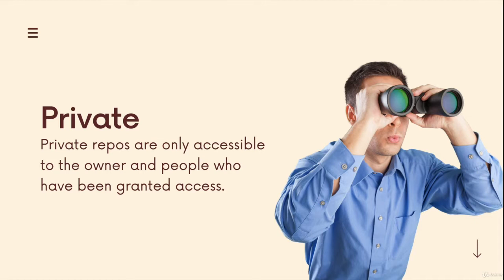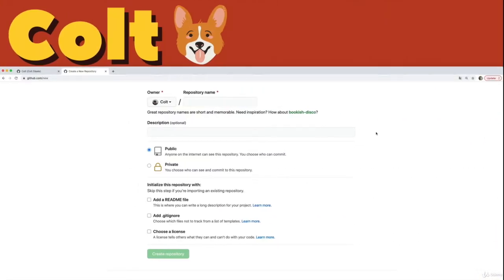Now, things work slightly differently if we're talking about an organization or enterprise level GitHub account where a private repository can be visible to everyone within the organization. But we're working with personal free accounts, so a private repo is only visible to me, the owner, and people I specifically grant access to.